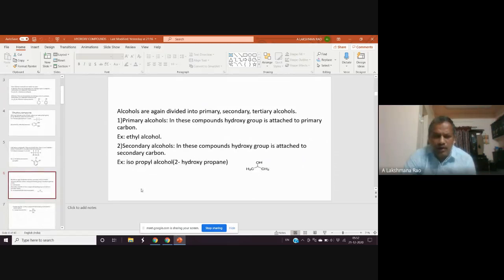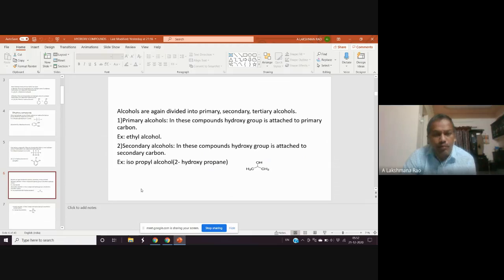Now, when we consider monohydroxy compounds, one type of monohydroxy compounds are alcohols. These alcohols are again divided into three types. Those are primary alcohols, secondary alcohols, and tertiary alcohols. Primary alcohols: compounds in which the hydroxy group is attached to a primary carbon are called primary alcohols.